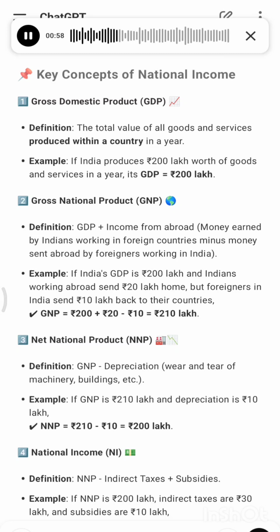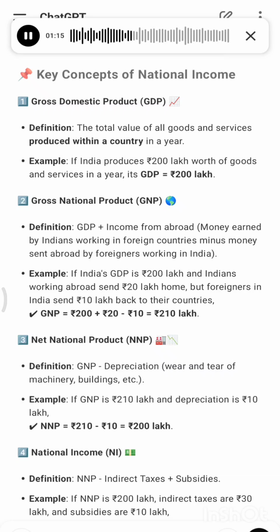3. Net national product. Definition: GNP minus depreciation, the wear and tear of machinery, buildings, etc. Example, if GNP is 210 lakh and depreciation is 10 lakh, NNP equals 210 minus 10 equals 200 lakh.